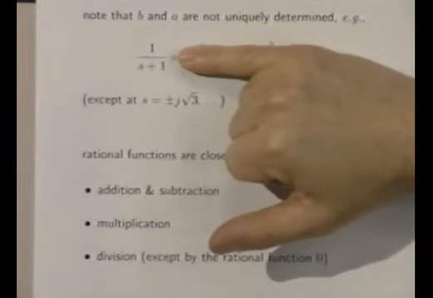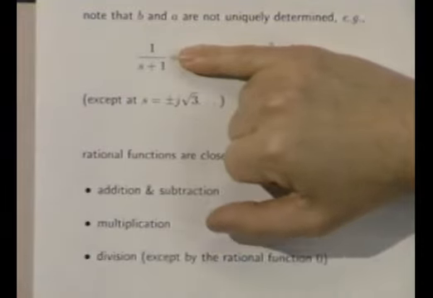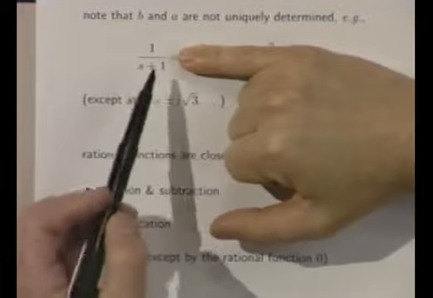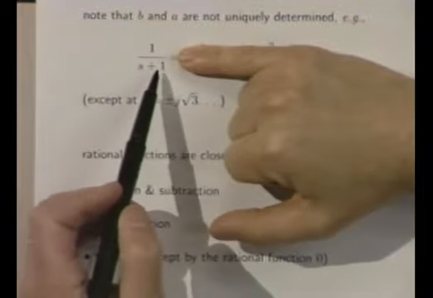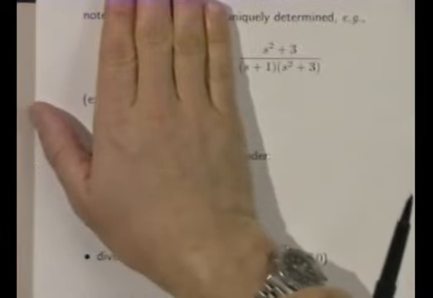Okay? Now, these functions, technically, depending on how careful you want to be, they're not exactly the same. For example, if I walk up to you and I say, what is the value of this function when s equals j square root 3? You would say, I don't know, what's the big deal? It's 1 over j square root 3 plus 1. On the other hand, if I walk up to you and I say, what is this function evaluated at j square root 3? What would you say?